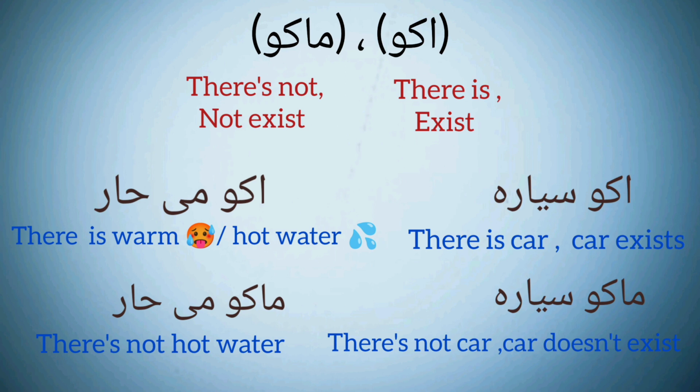Or next example, اكو ميحار. اكو ميحار, there is hot water. Or the negative one is ماكو ميحار. And these are the words اكو and ماكو that you can use in your sentences and in your dialects. And this is so practical.